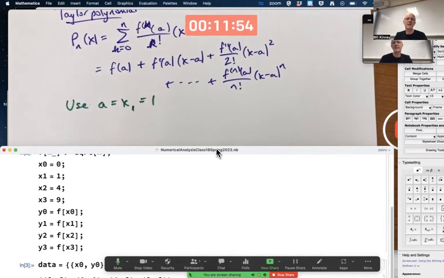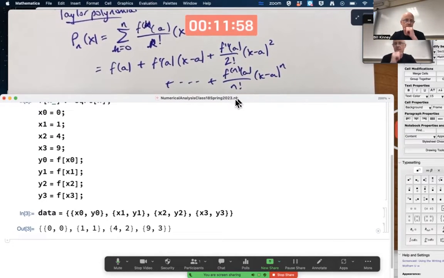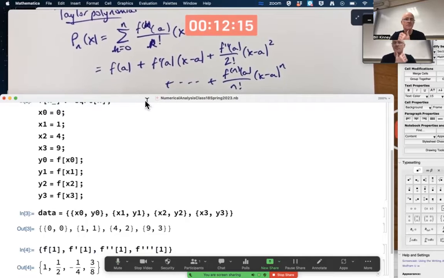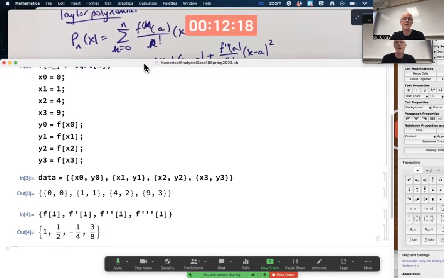And how big should n be? Well, it's up to me. Let's go ahead and say we go up to third degree. So we need f of 1, f prime of 1, f double prime of 1, and f triple prime of 1. Those are the coefficients that we divide by the corresponding factorials to get the third degree Taylor polynomial, which I'll call P3 of x.